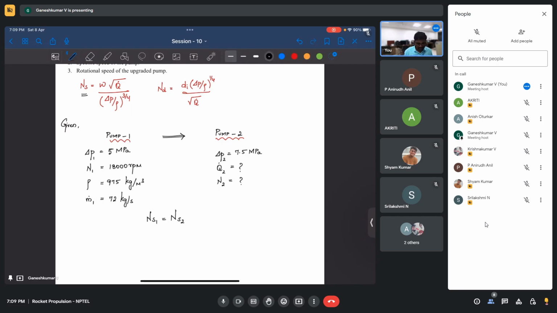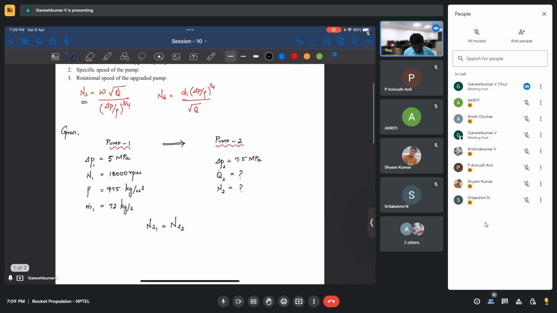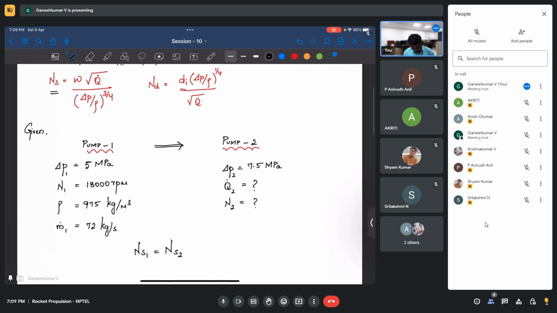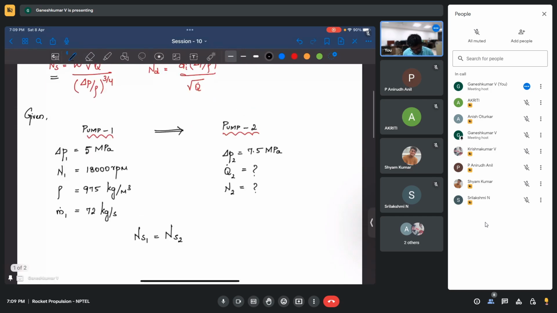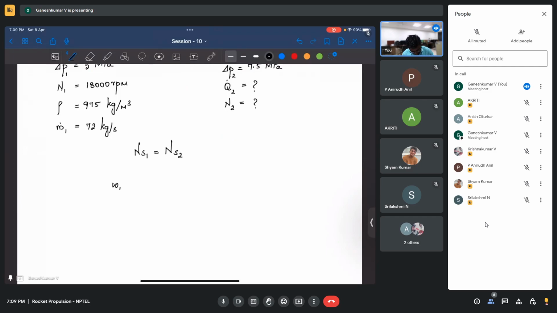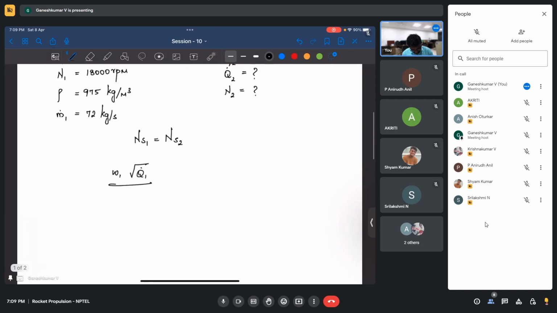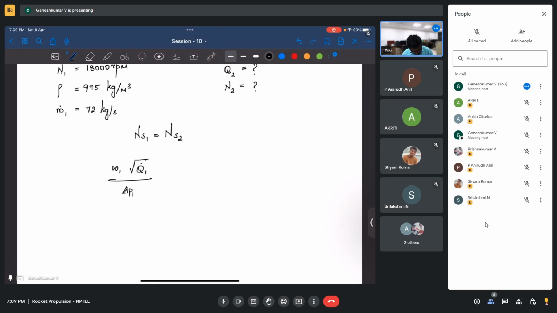So from here we can try. Let's say we write the equation for this. It's going to be omega 1 square root of q dot 1 divided by (delta p1 divided by rho) whole power 3 by 4 is equal to omega 2 square root of q dot 2 divided by (delta p2 by rho) whole power 3 by 4.